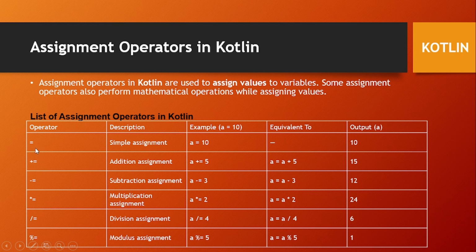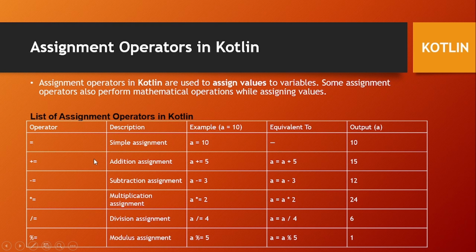The first one is the simple assignment operator, which is only equal to. This symbol means to assign a value to our variable. When we are declaring our variable, we can assign a value to it. For that, we are using this simple assignment operator.